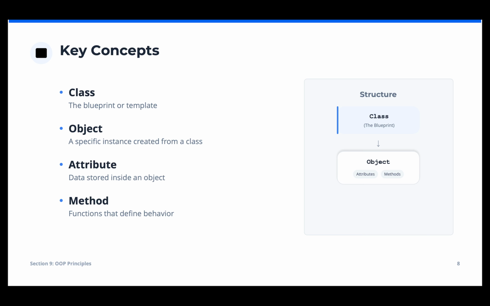So here is a bit of vocabulary of OOP. A class is the blueprint. An object is an instance of that blueprint. An attribute is data stored in that object. And a method is a function that defines behavior. These four terms form the core language of this topic, so you should become very comfortable with them.